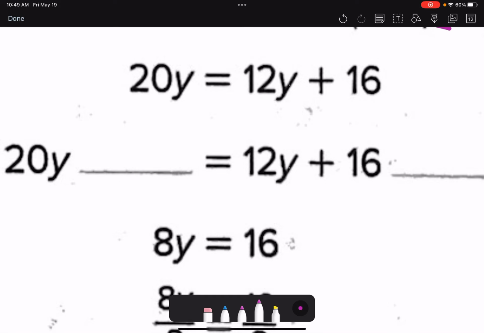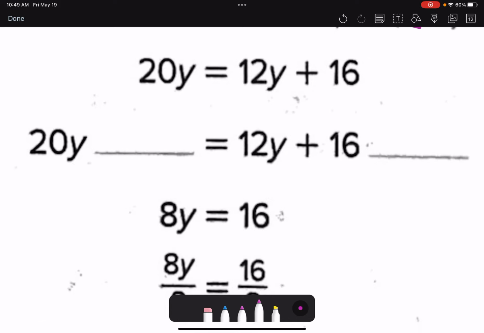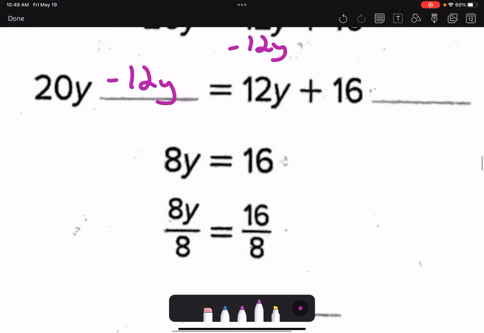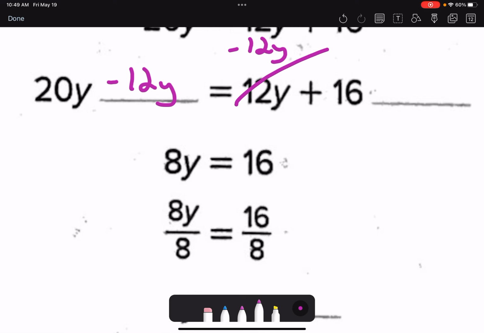Well, remember, either way you get the same answer at the end, but I'm going to move the 12y to the left to keep it positive. Again, it's not necessary, but that's what I'm going to do to keep it positive. So if I minus 12y here, I have to minus 12y here, and 20y minus 12y is 8y. And so this is my new equation, and it's gone over here, and I'm left with 16. And then now I have 8y equals 16.